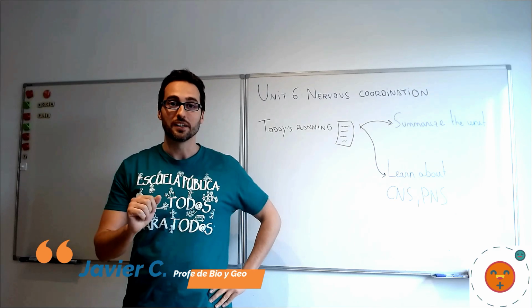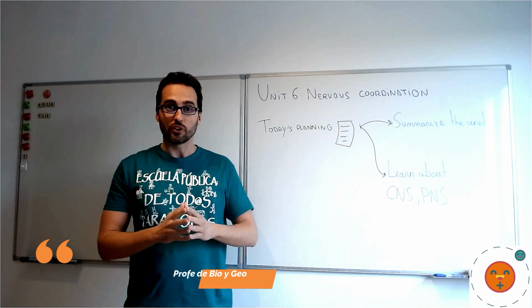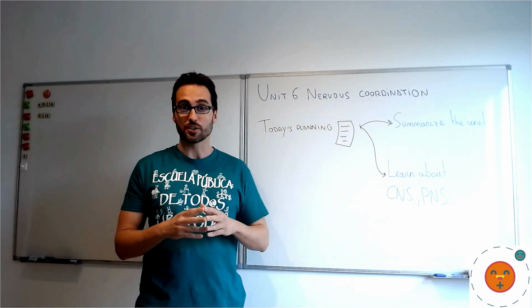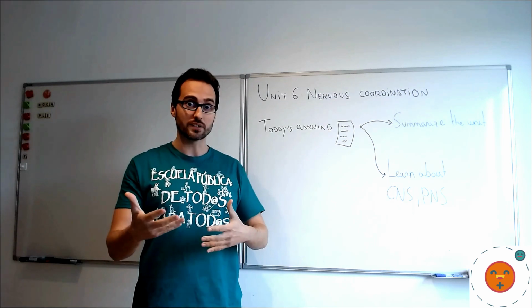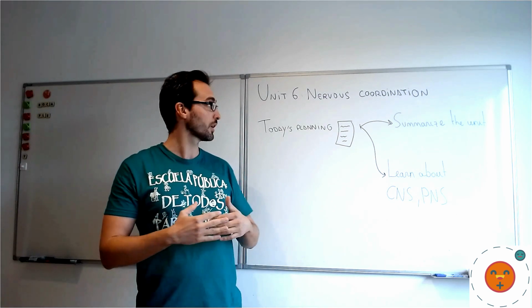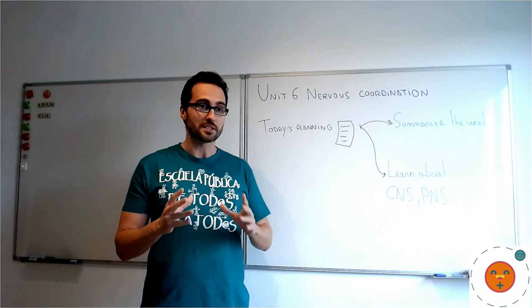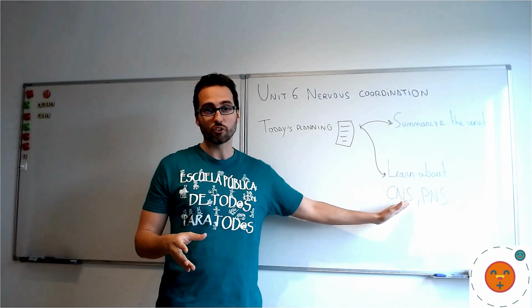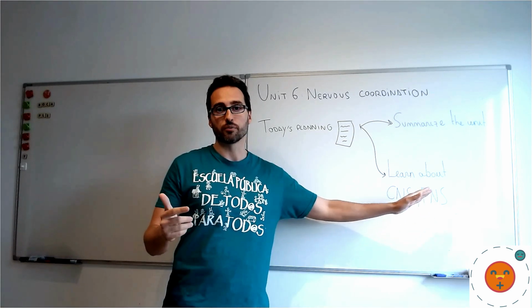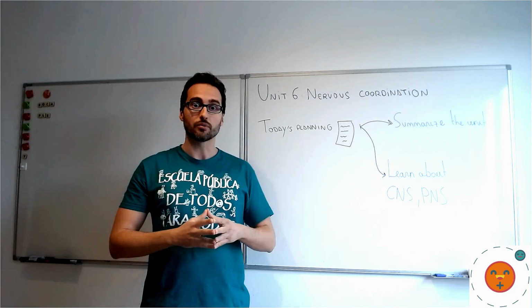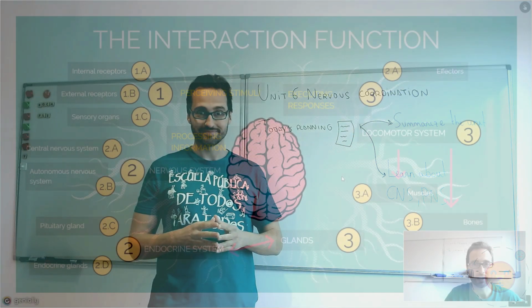How are you today? So, today we're going to continue with Unit 6 about the nervous coordination. The task for today is to revise the information that we learned before, okay? We are going to summarize the unit, and then we are going to learn something about the central nervous system and also the peripheral nervous system. So, I expect you don't get lost, okay? And let's get started.